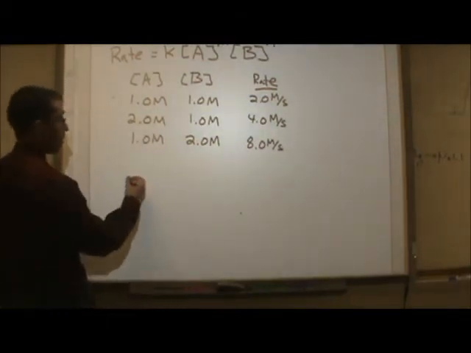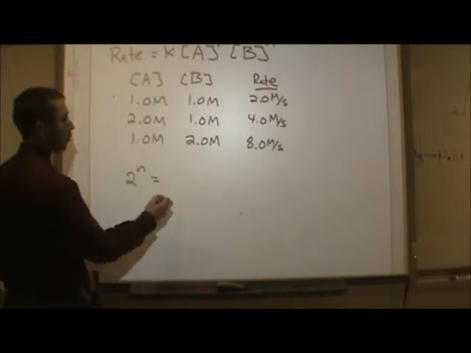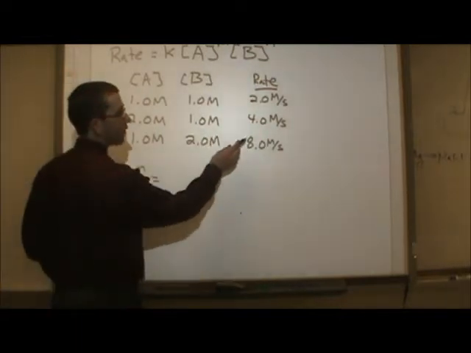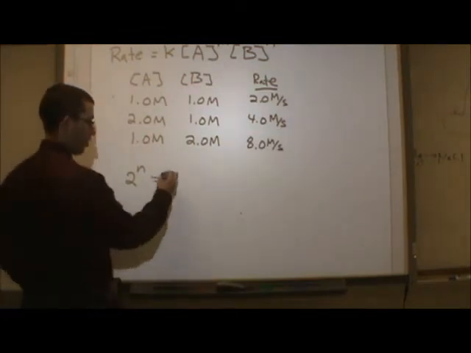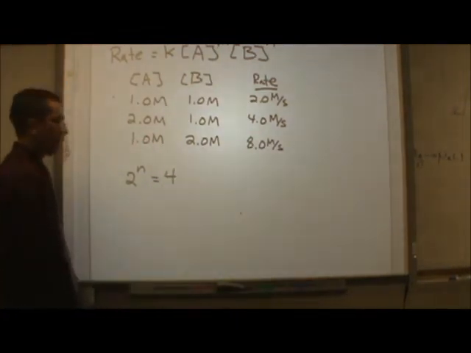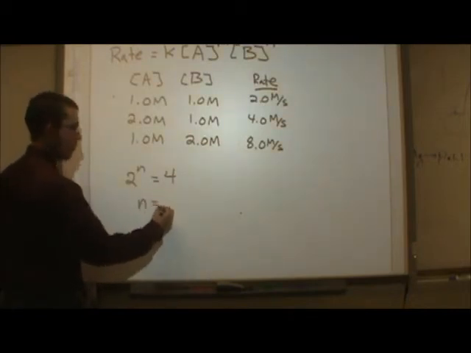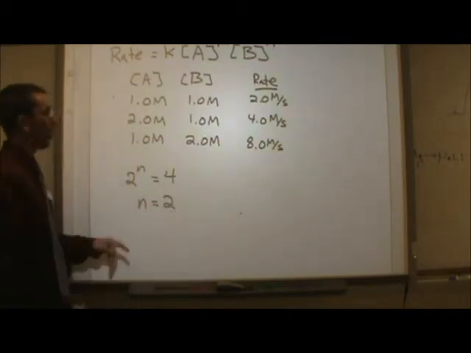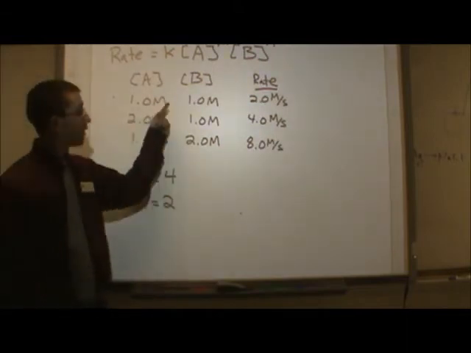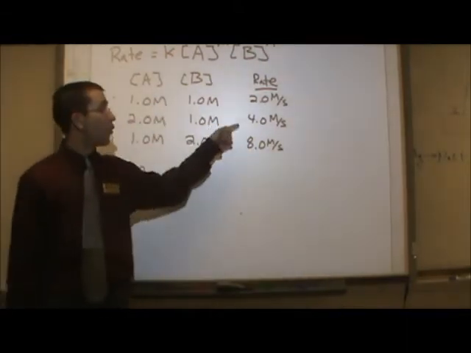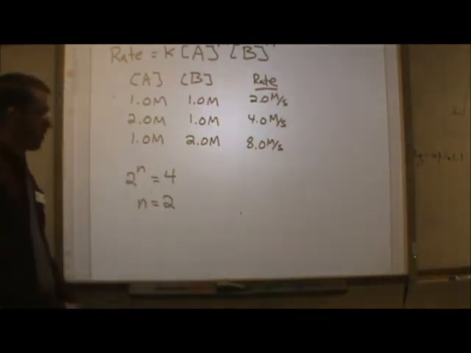So we have B doubling to the n power equals, well, what happens to the rate? It now goes 4 times faster. It quadruples, so I'll put a 4 there. So 2 to the n power equals 4. n would be equal to 2. And we would call this a second order reactant. So when the concentration doubles, if the rate quadruples, we call this a second order reactant.